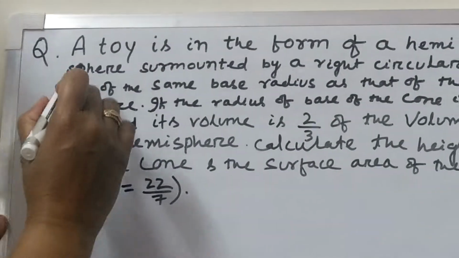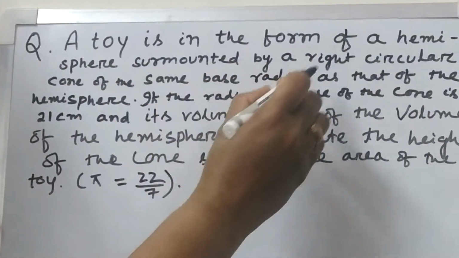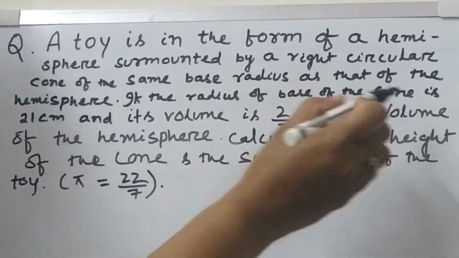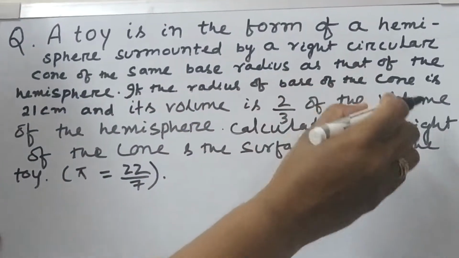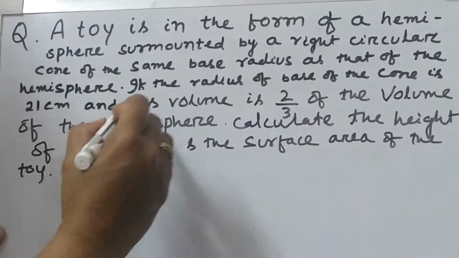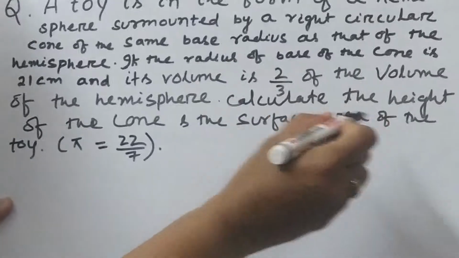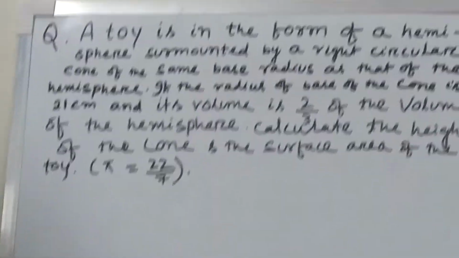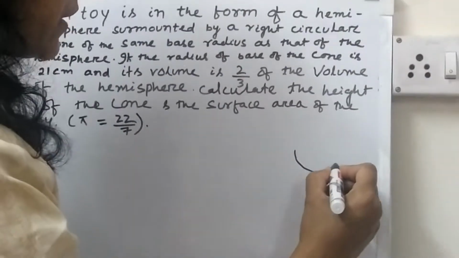The question says that a toy is in the form of a hemisphere surmounted by a right circular cone of the same base radius as that of the hemisphere. If the radius of the base of the cone is 21 cm and its volume is 2/3 of the volume of the hemisphere, then calculate the height of the cone and the surface area of the toy. Given that pi equals 22/7. As per the question, the drawing should be like this.